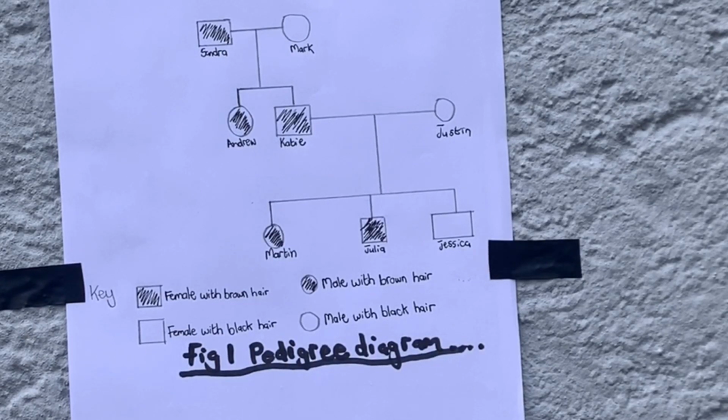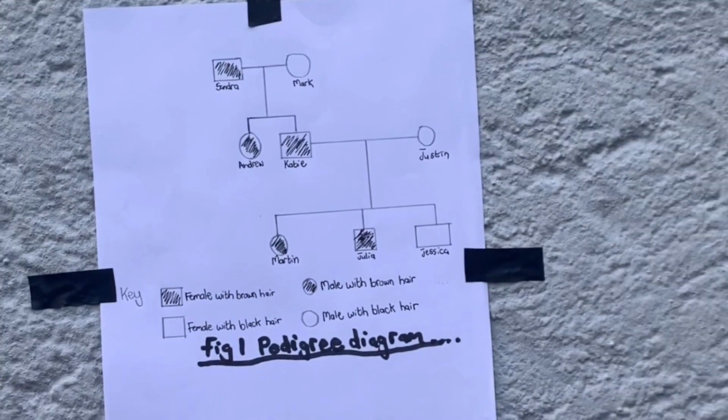The question says, what are Katie and Mark's genotypes? Explain. What I would advise when you try to figure out the genotypes from a pedigree diagram is to always fill out the recessive genotypes first. By recessive, I mean homozygous, where in this diagram, black is the recessive gene. So we're going to start off with that.